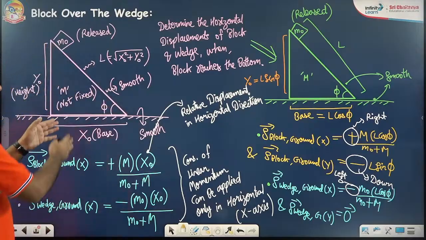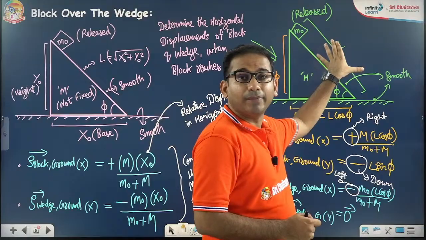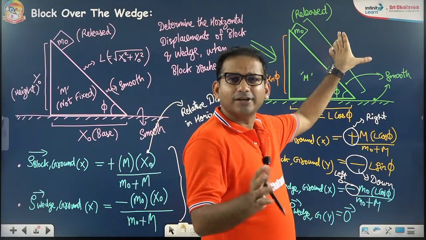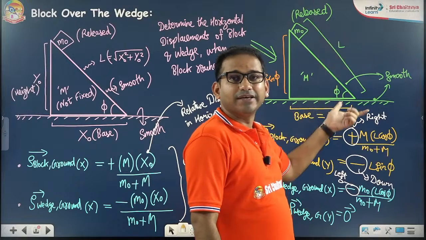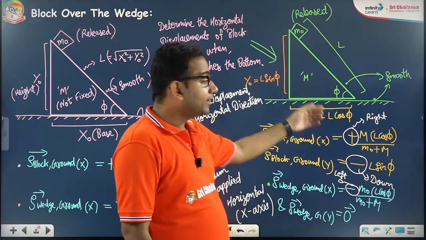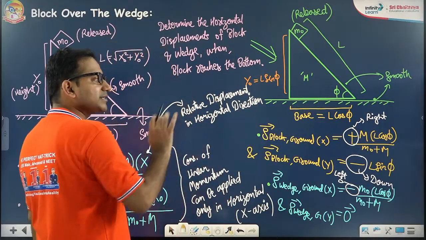It's not necessary every time that they will give you the base length. They might give you the length of the inclined plane or the length of the wedge, this inclined length. Then you can apply basic trigonometry. If phi is the angle of inclination, the base will be L cos phi and the height, the y naught coordinate, will be L sin phi.